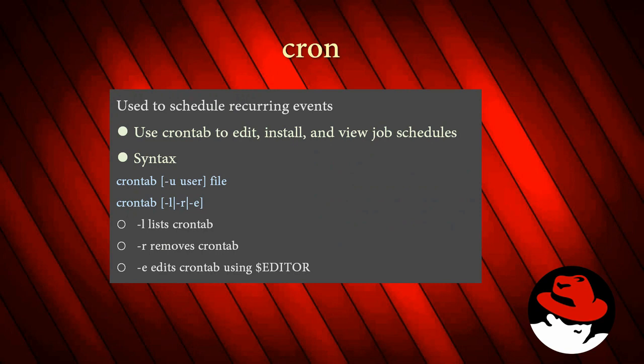Then the crontab takes the -l, -r, or -e argument. The -l argument lists the crontab. -r removes the crontab. -e edits the crontab using the editor. The crontab can be either edited in the current directory and installed by using it as an argument to crontab, or by using the -e option. Events scheduled by cron are run by the crond daemon, which must be running on the system.